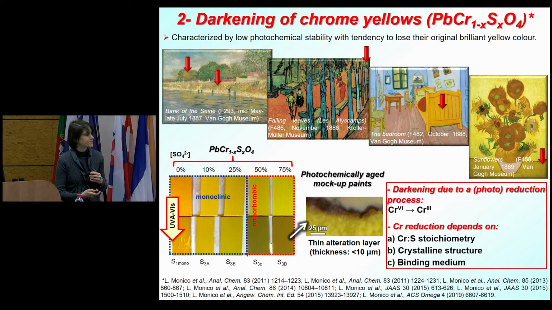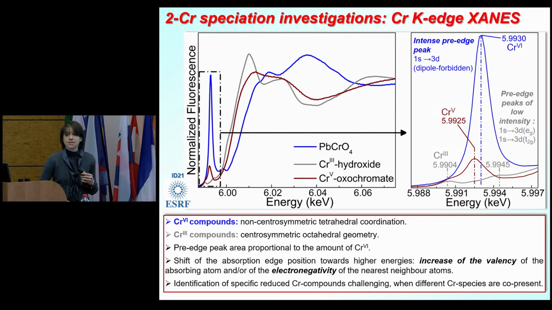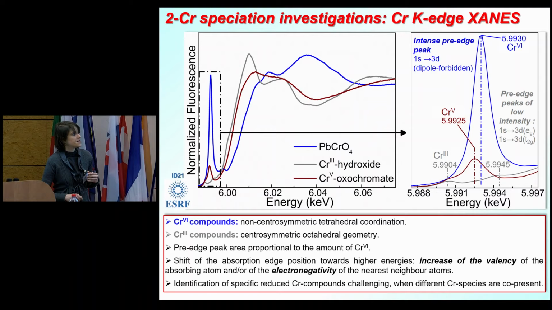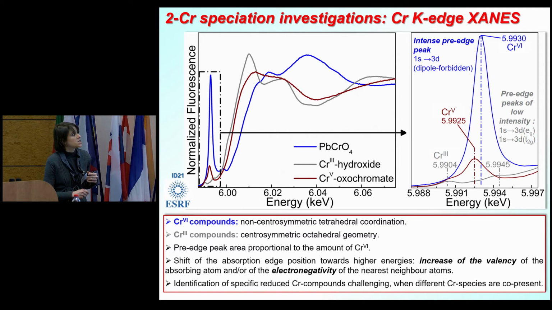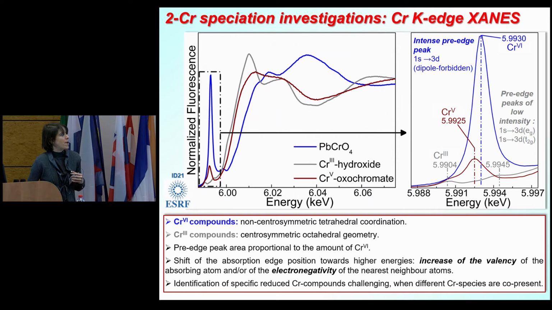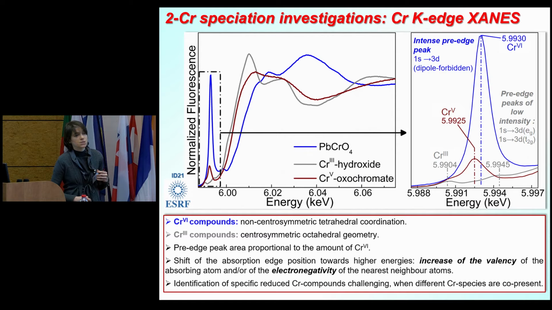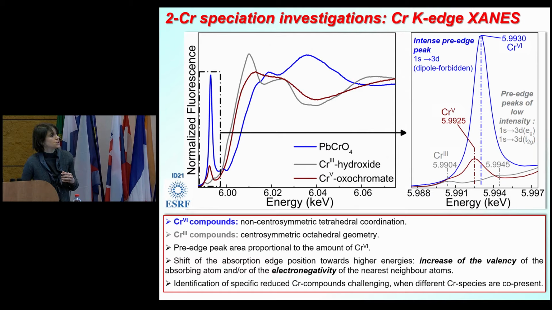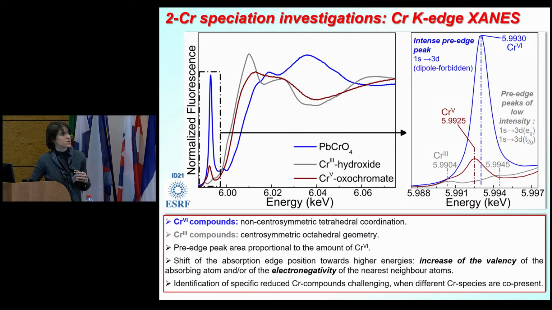So, why is chromium K-edge XANES spectroscopy useful? Here you have the XANES spectra collected from different chromium-based compounds that differ also in terms of oxidation state. You can clearly see that an intense pre-edge peak is present only in the chromium(VI) compounds. Along with these differences in intensity of the pre-edge peak, you can also see that with decreasing oxidation state, we also have a shift of the absorption edge towards lower energies.